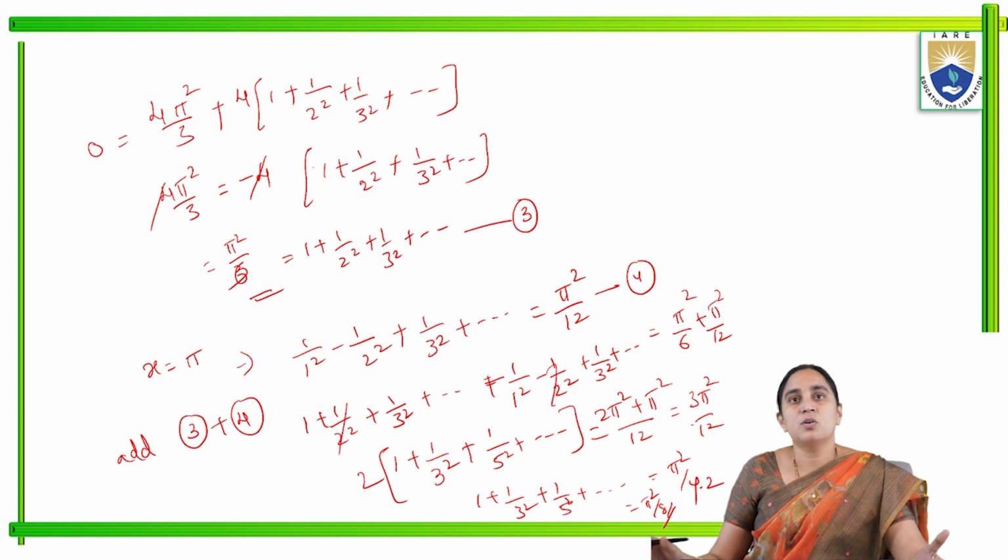This is the concept for finding the Fourier series within the interval 0 to 2 pi. Next class we will discuss the other concepts with the intervals minus pi to pi, 0 to 2l, and minus l to l.